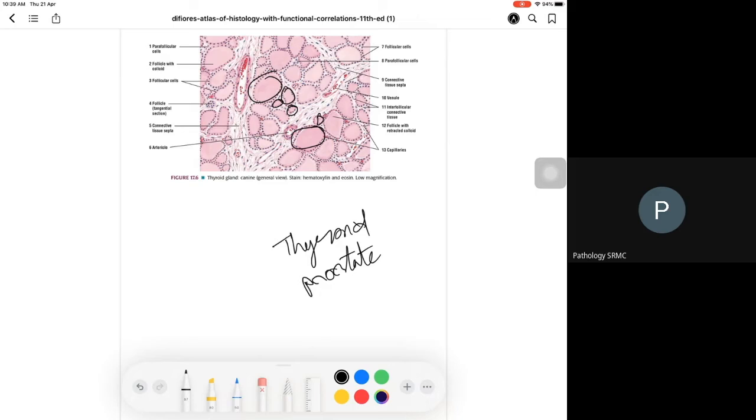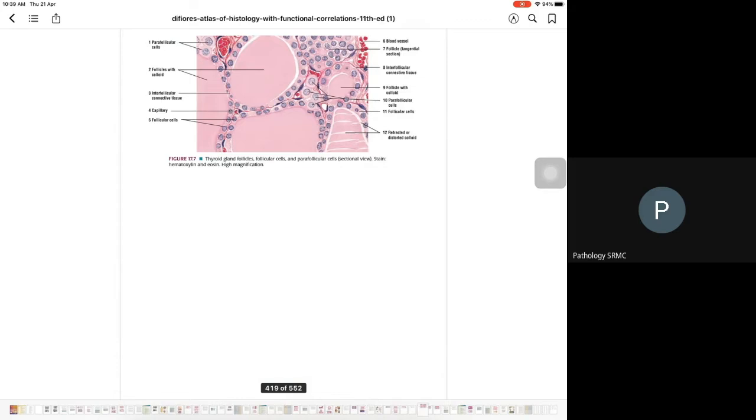There are some cells in between the follicles, known as parafollicular cells, and they are derived from C cells, and they give rise to medullary carcinoma of the thyroid, neuroendocrine, calcitonin. Thyroid gland follicles, follicular cells and parafollicular cells, sectional view, stain hematoxylin and eosin, high magnification.